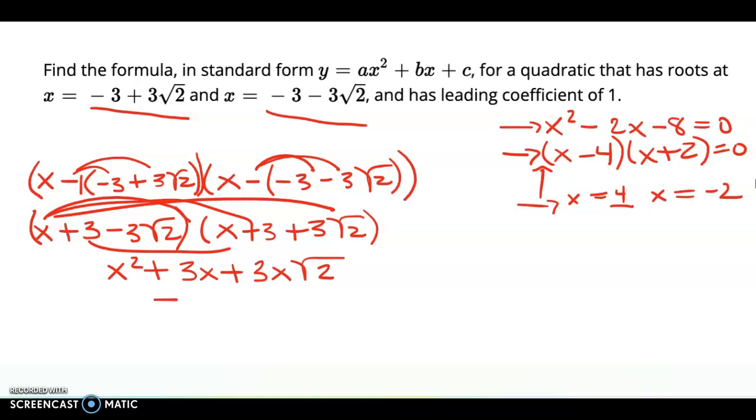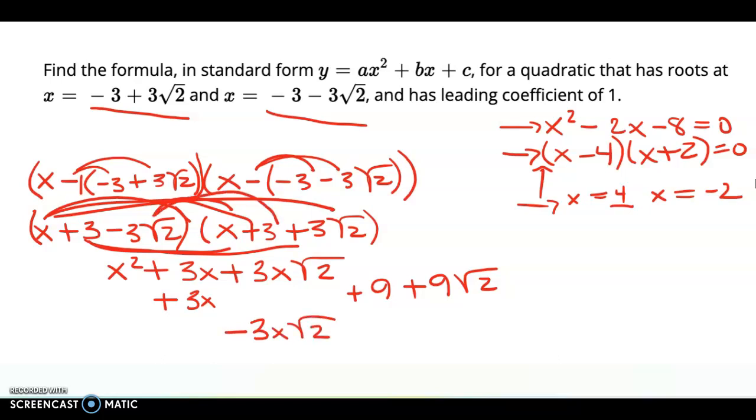So 3 times x is 3x. 3 times 3 is 9, and I'm going to actually write this over here because there's not another constant term. 3 times 3 square root of 2 is plus 9 square root of 2. Okay, let's do this last row. Minus 3 square root of 2 times x, well that gives me minus 3x square root of 2. Negative 3 square root of 2 times 3 gives me a minus 9 square root of 2. Okay, and minus 3 square root of 2 times 3 square root of 2, well that gives me 3 square root of 2 times 3 square root of 2.